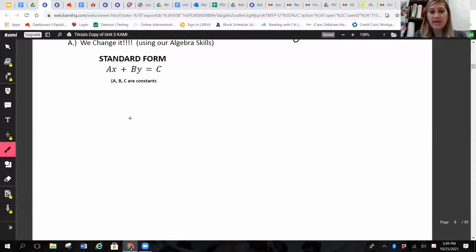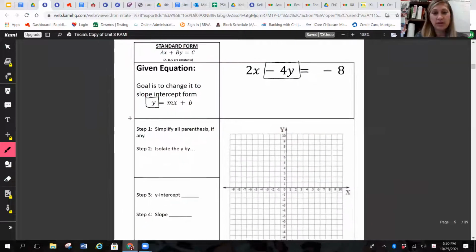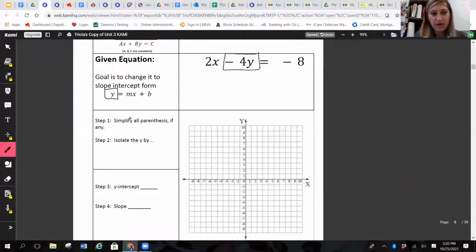Standard form has ax plus by equals c. And our goal is to change standard form into slope-intercept form where y is by itself. So just like I did here, I'm going to box the y so that I know I must move the x term. So I'm going to look at this page here. It says simplify all parentheses if any, and there's not any parentheses. So there's not a step 1.